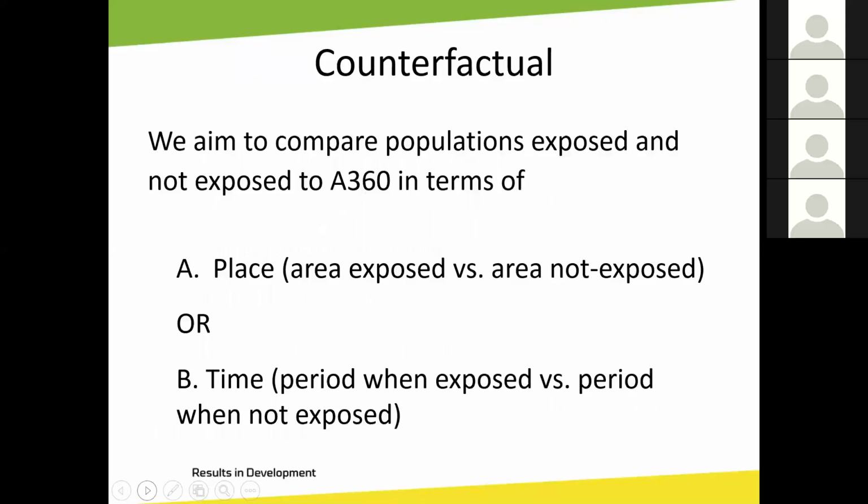So for those of you who are not familiar with this term, counterfactual is what we imagine would happen in the absence of the intervention. And if we want to compare populations exposed and not exposed to A360, we can do it in 2 ways. We can do it in terms of place, so we can compare areas that received A360 and areas that did not, or we can compare time periods. So we could compare the outcomes in a population of girls when they were exposed to A360, and then compare it to a time period when they were not exposed to A360.